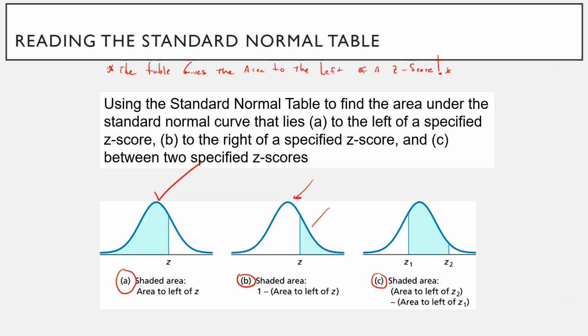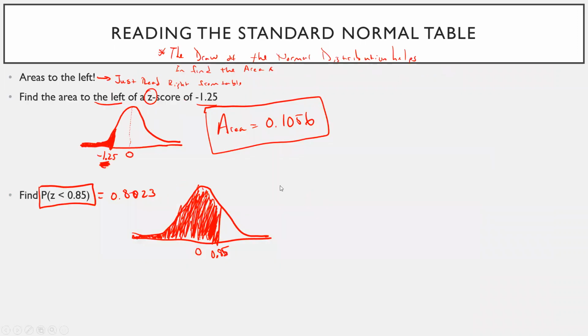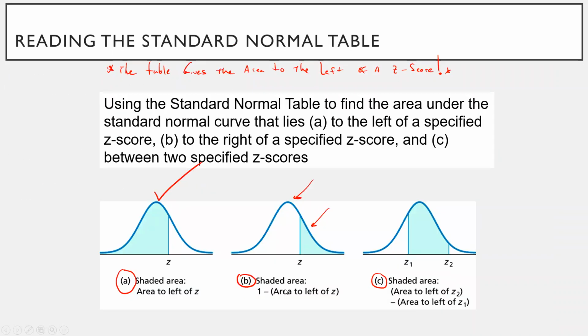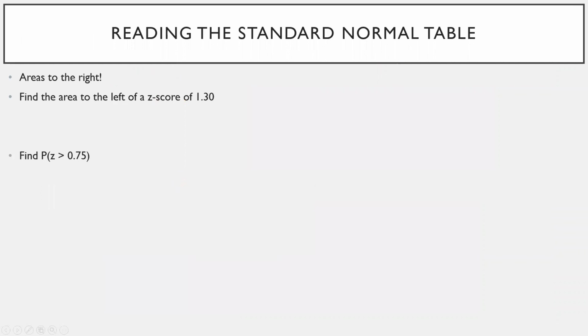Okay. And notice, just to go back, the way you're going to do it is 1 minus the area to the left, and I'll explain that. Okay. So let's find an area to the right. A little bit of a typo here. Area to the right of a z-score of 1.30.